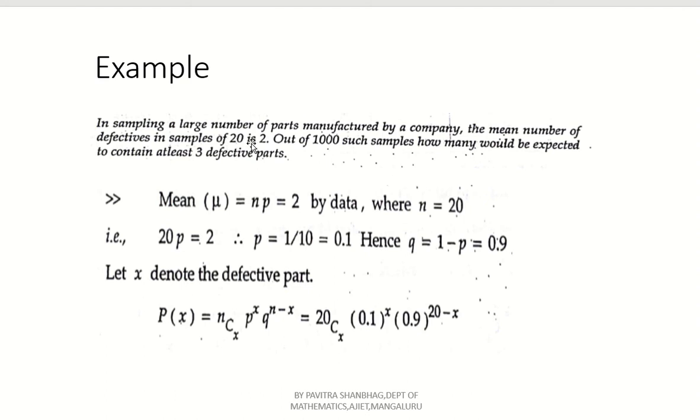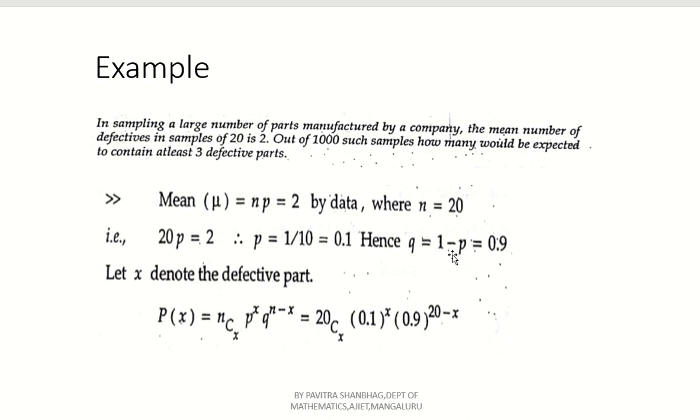Out of 1000 such samples, see, we are working this out for only one sample. At the end, we have to check for 1000 samples. Okay, let it be. This part we will discuss later. Now, first you find what is P, what is Q. That is very important, because here we know NP equal to 2 and N equal to 20. So, 20P equal to 2. So, what is P? 2 by 20, or 1 by 10, or 0.1. So, we got P equal to 0.1. So, what is Q?